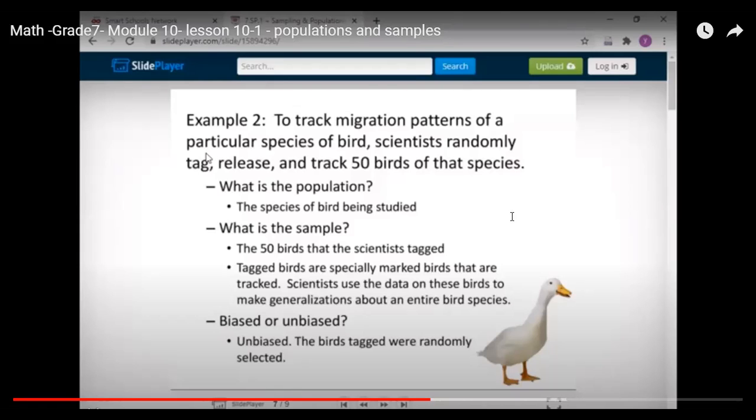So this one, will it be biased or unbiased? Unbiased because they were randomly selected. Yes, very good. It will be unbiased because they chose the birds randomly. Which word helps us know this? Randomly. Thank you. Because we have the word randomly, it helps us understand that it will be unbiased. So you know the difference now between the three words.